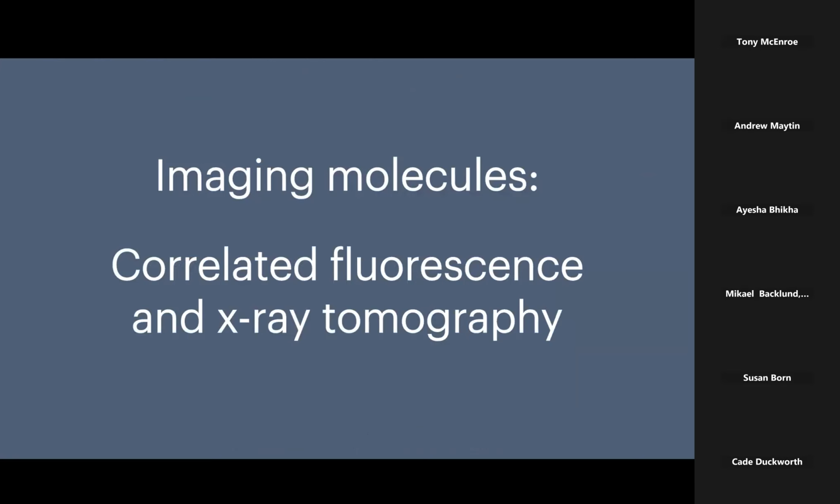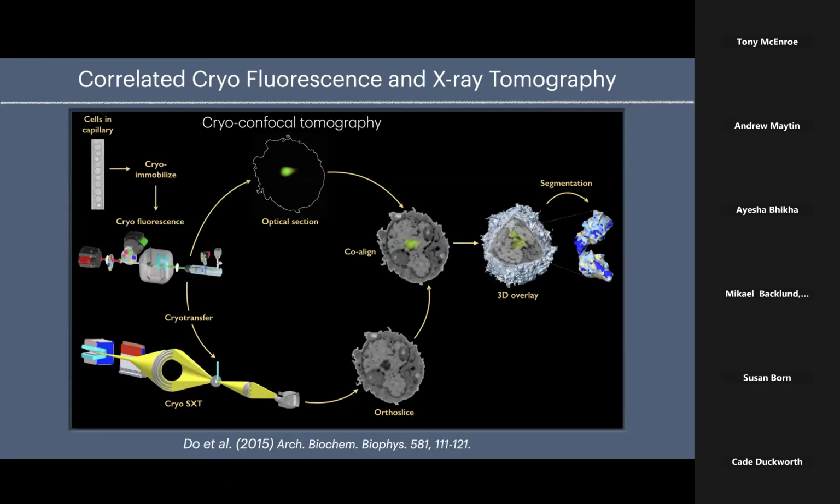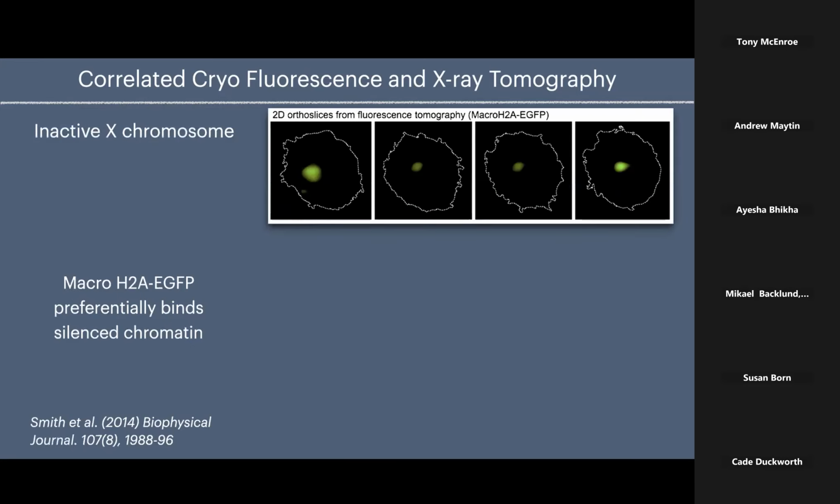And now we're going to look at correlated imaging, because this is how you get some molecular information. I don't have time to go into the light microscope, but we designed a cryo-immersion confocal microscope, so you need an immersion lens. And so these are 4 optical sections through the inactive X chromosome. It's labeled with the macroH2A GFP, which preferentially binds the different sections.